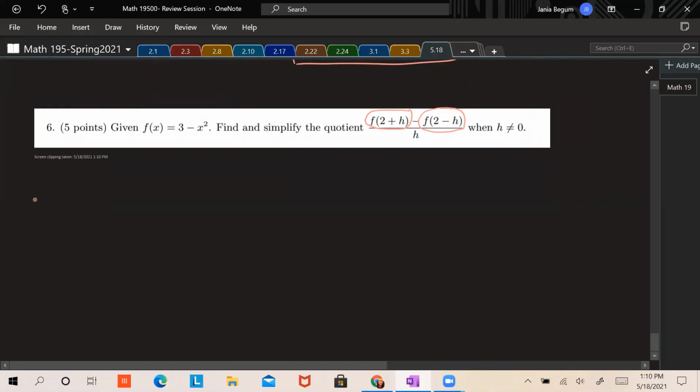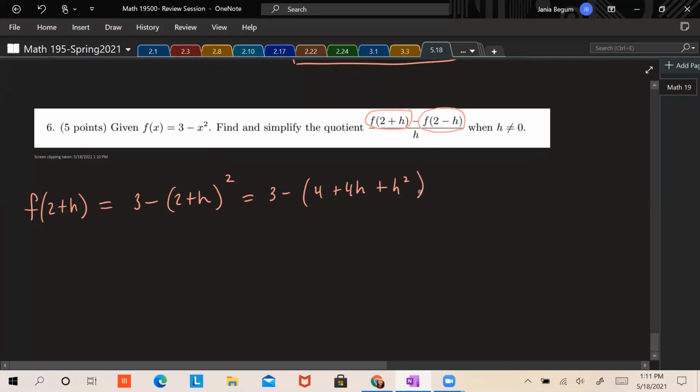So let's find f of 2 plus h. I'm going to plug in 2 plus h in place of x for the function I'm given. So f of x is 3 minus x squared. So we're going to do 3 minus x squared, well, x is 2 plus h. And then you just simplify that. Well, this is a square, so we're going to have to expand this. So we have 3 minus, and if I do 2 plus h squared, that's 4 plus 4h plus h squared.